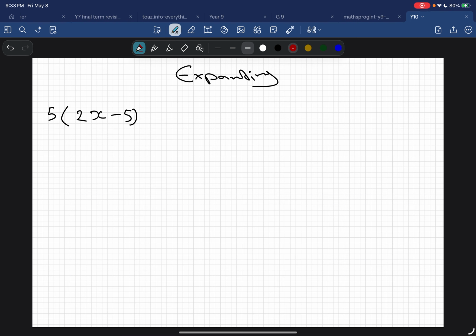Expanding expressions is really important. All you gotta do is put the 5 inside. 5 times 2x is going to be 10x, and 5 times minus 5 is going to be minus 25.